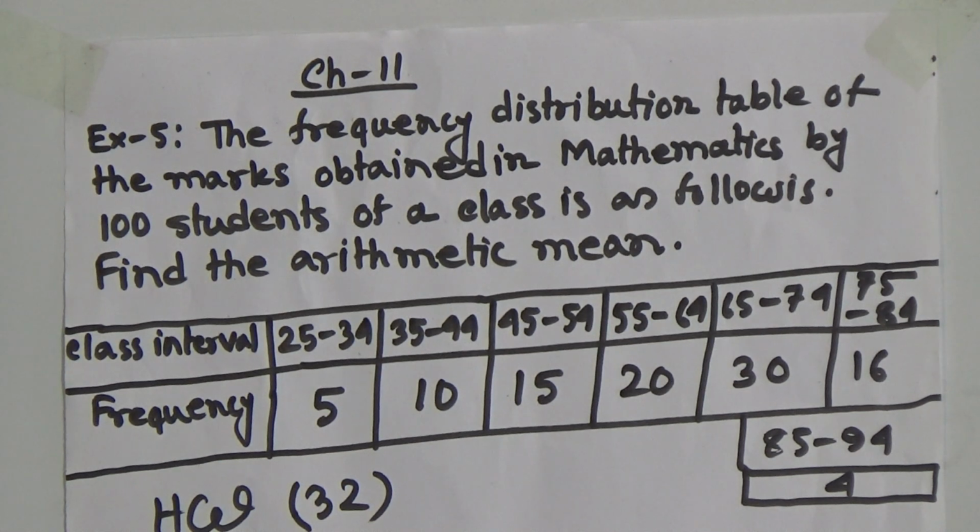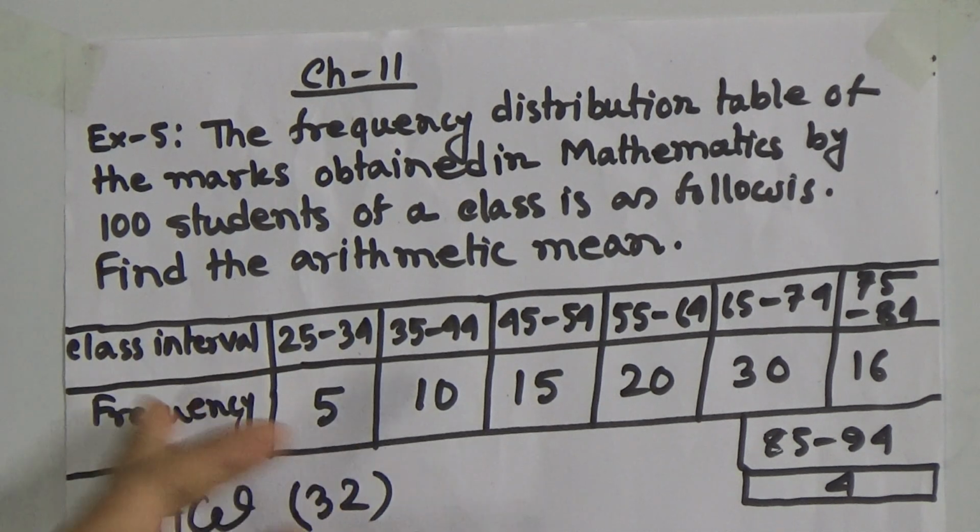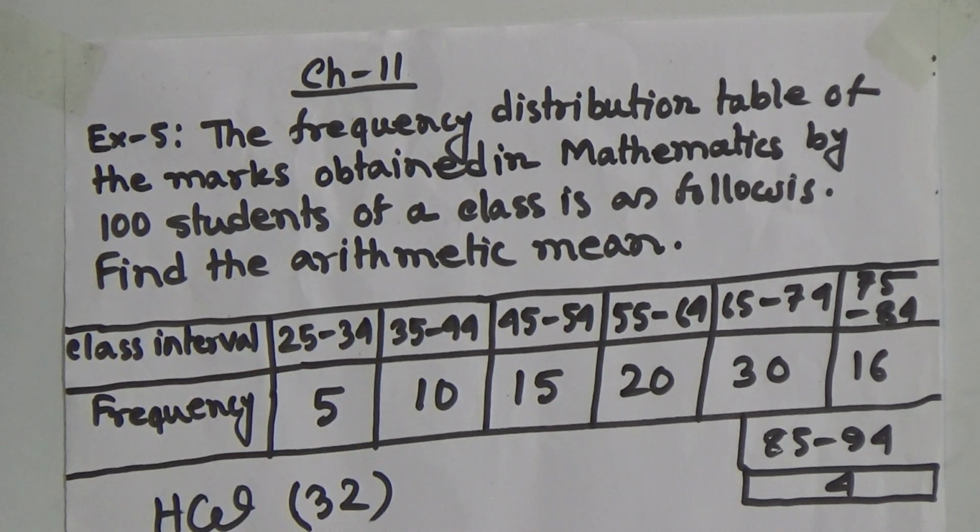By using the help of lecture number 45 you can easily find out the arithmetic mean from this class interval and frequency distribution table. Okay, so now we shall find out mode.